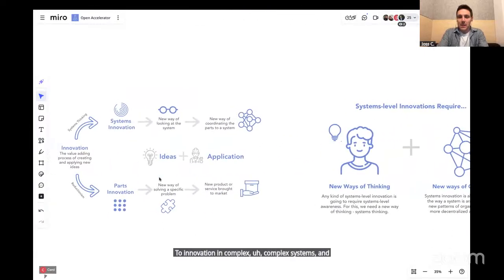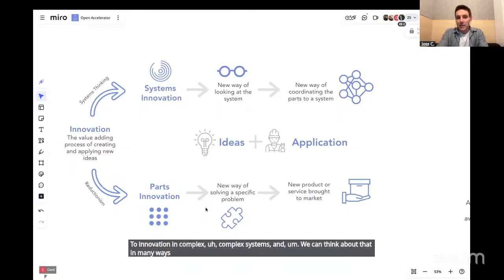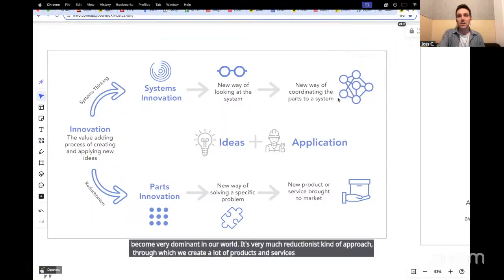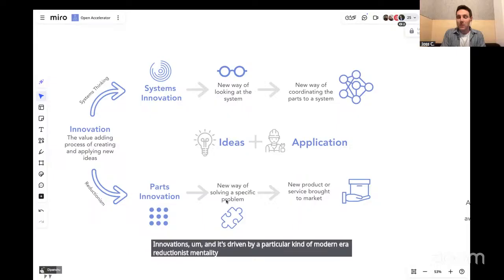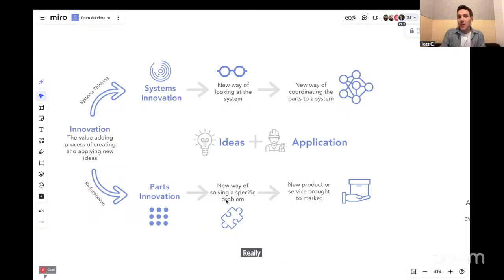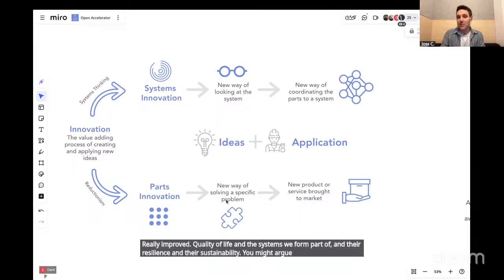And we can think about that in many ways. As I say, this is the normal kind of innovation pathway that's become very dominant in our world. It's very much a reductionist kind of approach through which we create a lot of products and services and new innovations. And it's driven by a particular kind of modern era reductionist mentality and way of looking at the world, modern science and so forth. And we create new solutions to particular problems and we take them to market and we sell lots of products and we create startups and all of this. And we've done a lot of that. It hasn't necessarily really improved our quality of life and the systems we form part of and their resilience and their sustainability. You might argue it's actually taking us in the wrong direction.